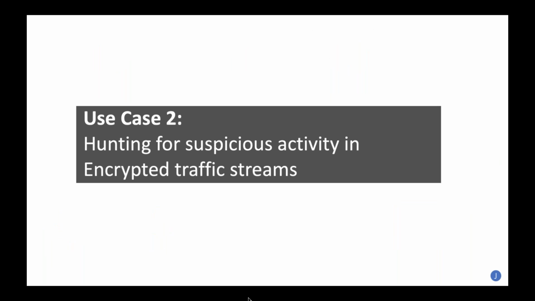So I'm going to go through some sample use cases here with the data. The first one we'll be looking at is how we can look at the encrypted traffic that Zeek and Corelight parse from these VPC streams, and what we can actually tell from an insight perspective to zero in on suspicious activity or potential malicious activity.